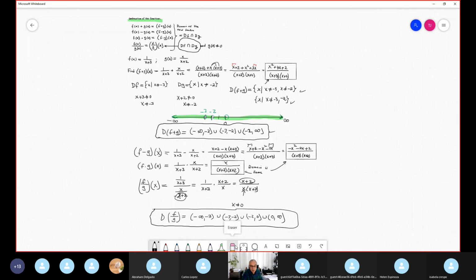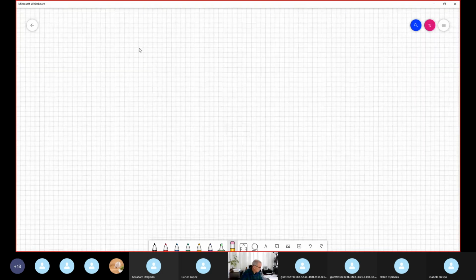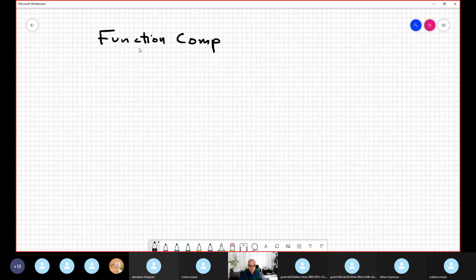I can erase the board, right? Yes. Okay. Composition. Let me explain composition in detail. Function composition. What is that?